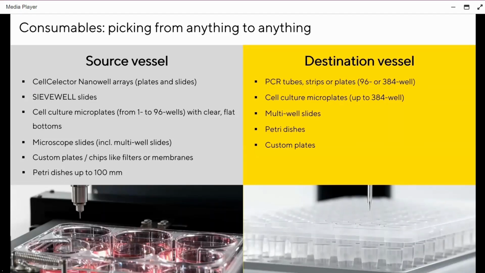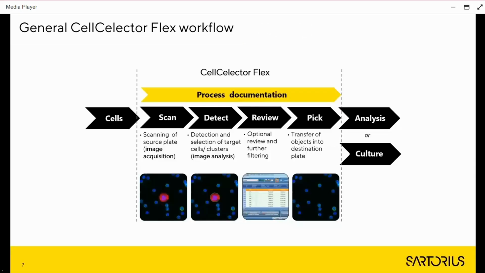Using our cooling deck tray, we can make sure the destination vessels are always cooled, making sure that the extracted material is protected from degradation. The CellCelector is an all-in-one solution that guides users through steps of scanning, object detection, review, and transfer of cells.